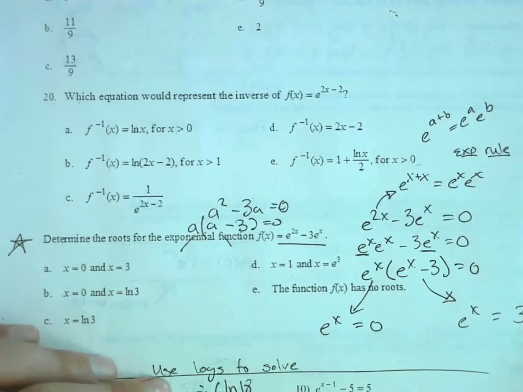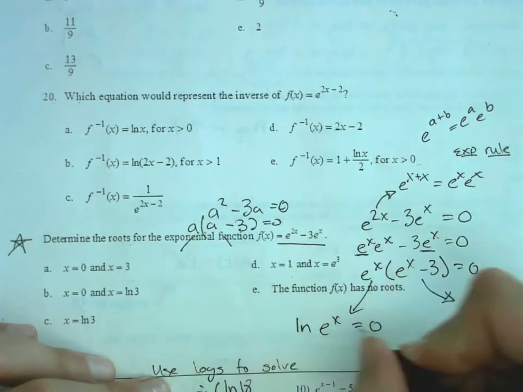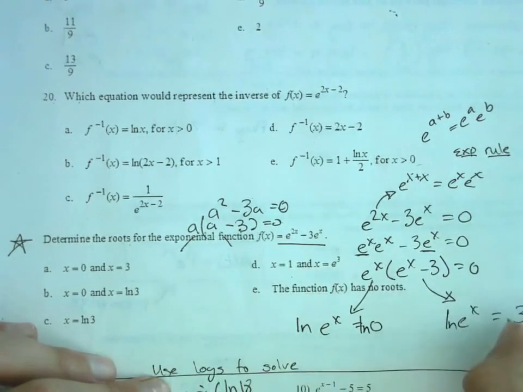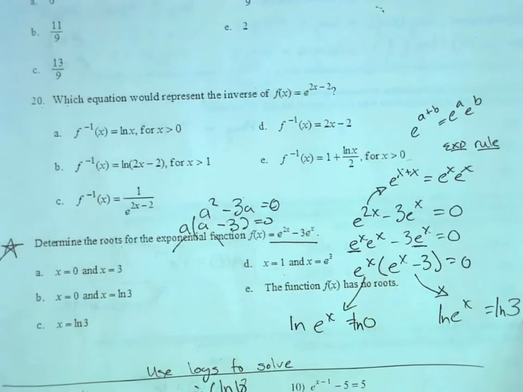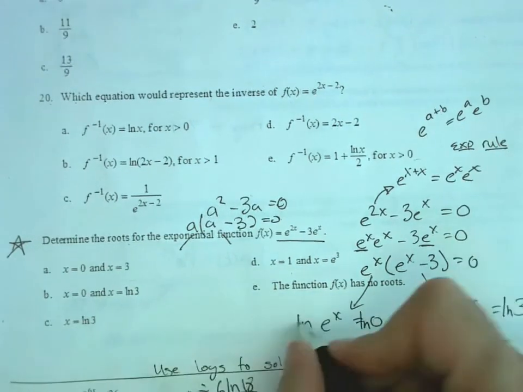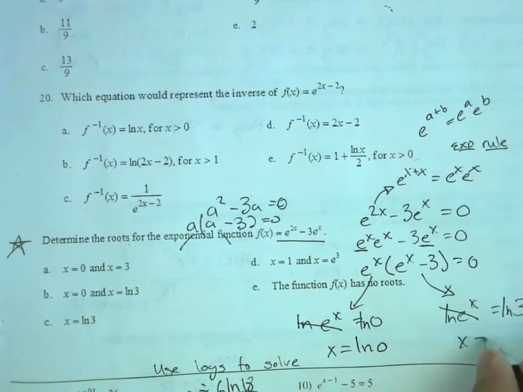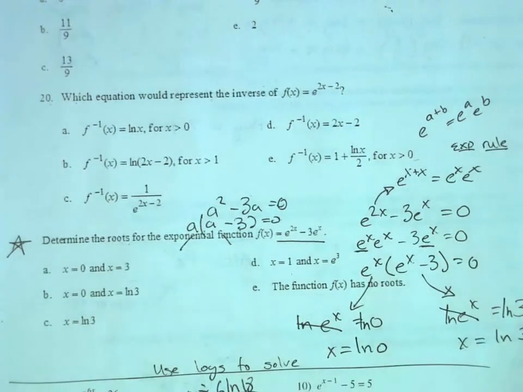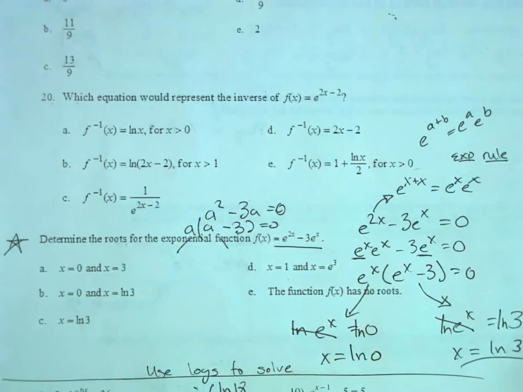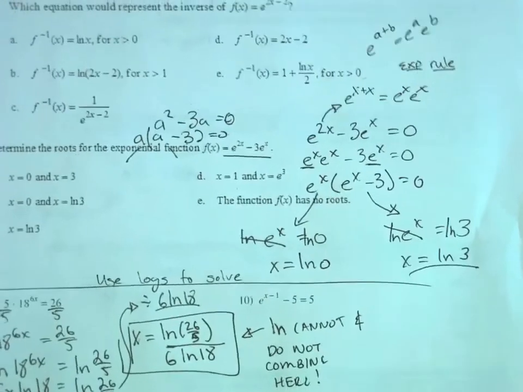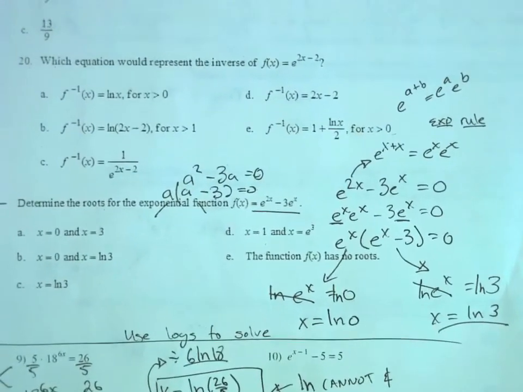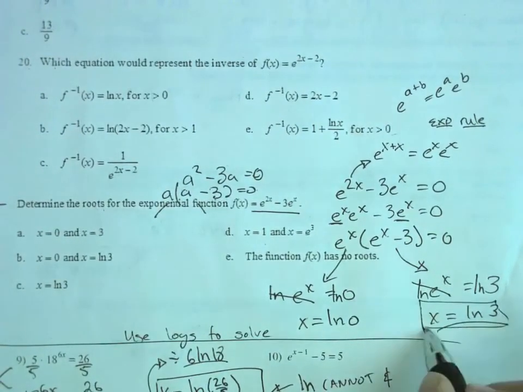To solve for x, I've got to take the natural log of both sides. So I know that this cancels out, and I get x equals natural log of 0. This cancels out, I get x equals natural log of 3. This is one of my solutions. Hurrah. Right, this is one of my solutions. But what is natural log of 0?